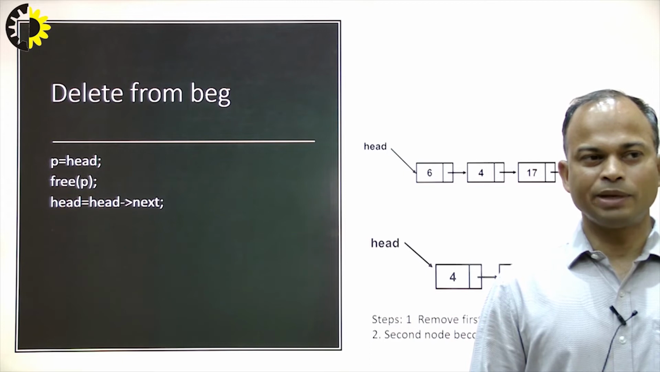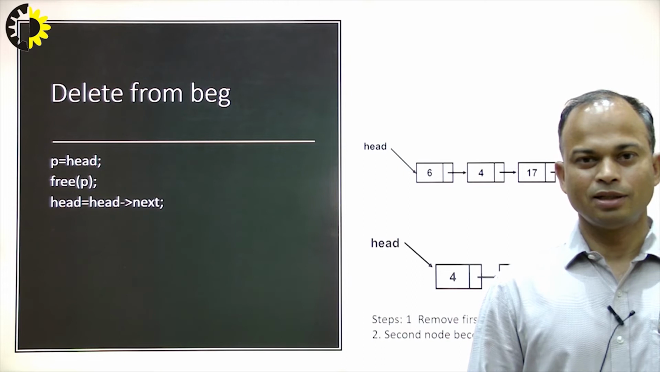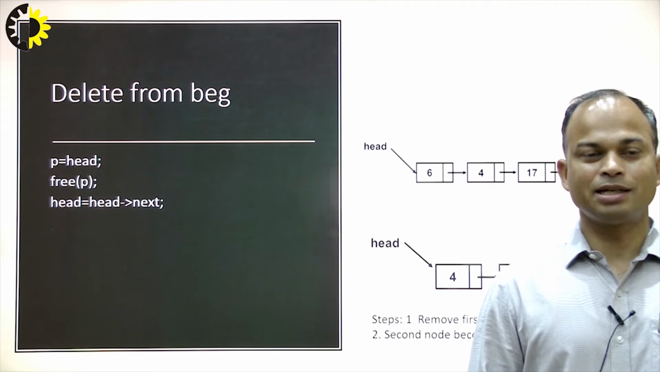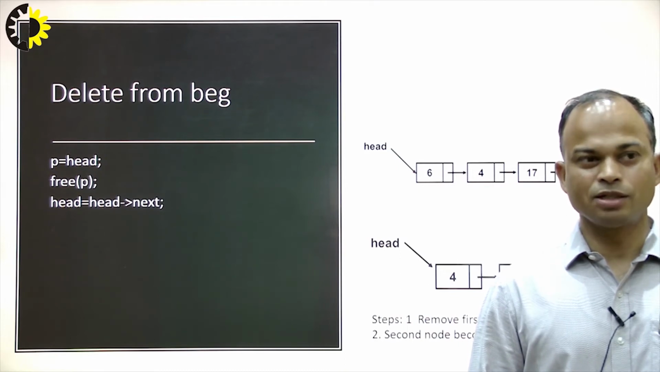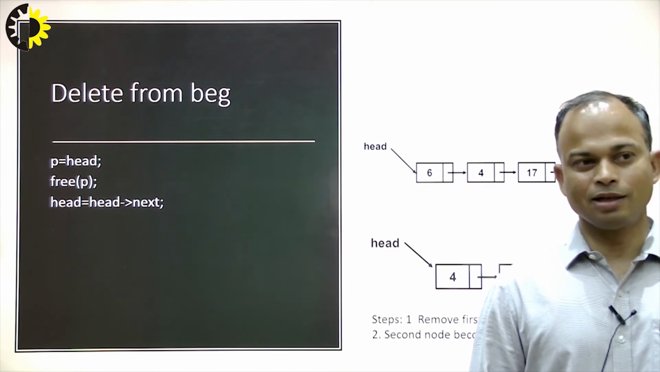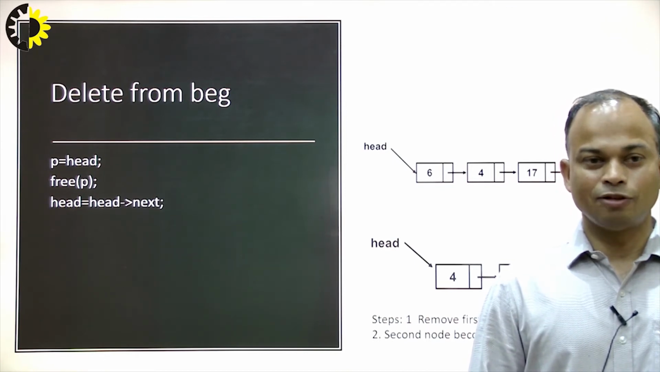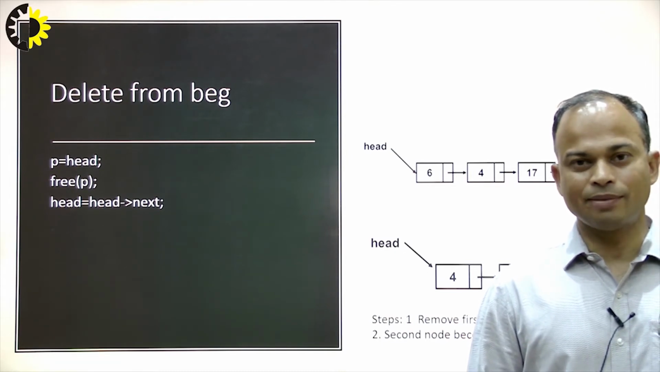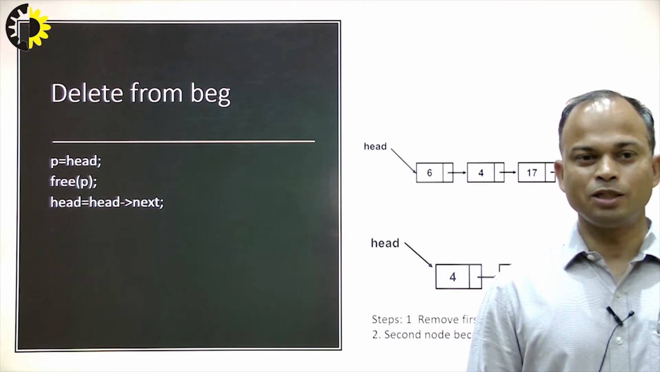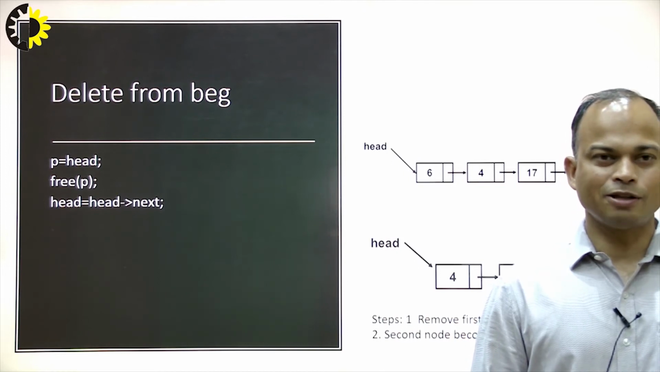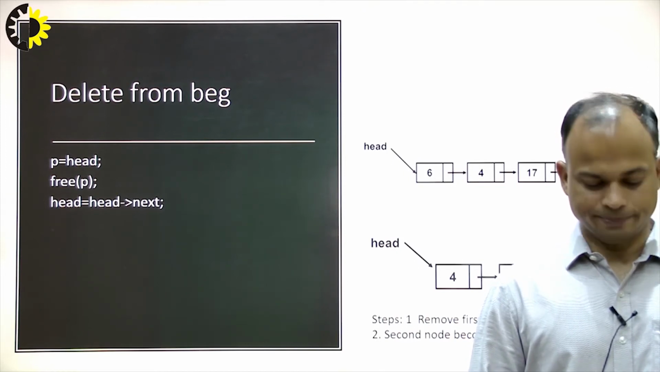We are using the code p equals head. Now this p is pointing to the first node, and free p, I mean the first node is freed. After it, the second node becomes the first node. Therefore, head equals head arrow next. I mean now head is pointing to the second node, and this second node becomes our first node. So head is pointing to the node that has the value 4. In this way, we can implement the concept of delete from beginning.